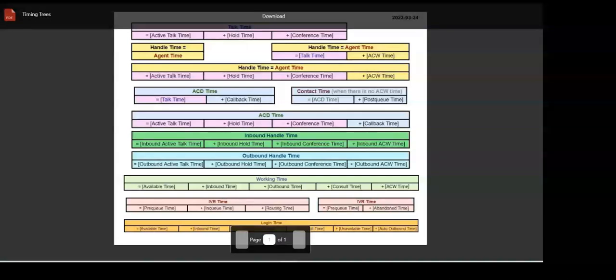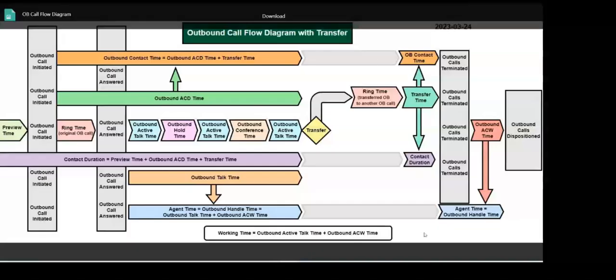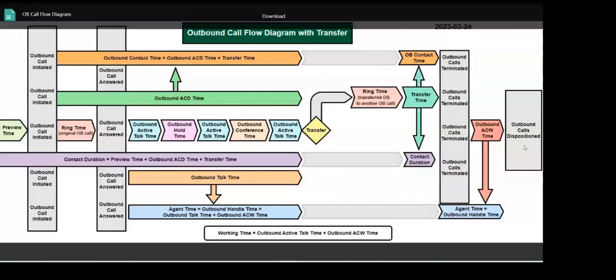Recently added about 6 months ago was an outbound call flow, similar to the inbound call flow, for those that do outbound calling, especially if it's automated outbound calling. So it's a similar sort of flow diagram, beginning from the preview time and ending with the call disposition. So that's another tool that's in there. What else do I got?